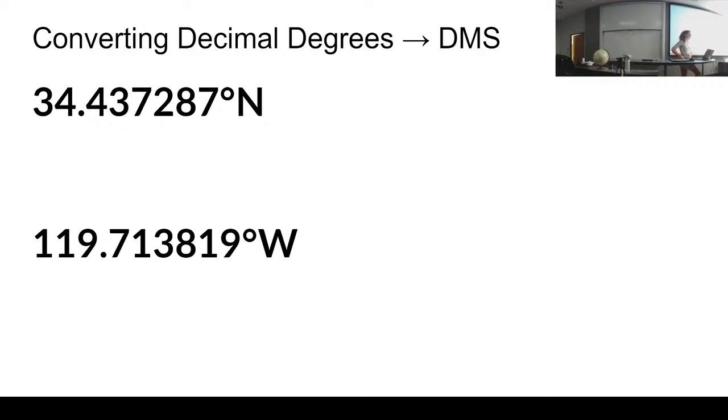So let's do this practice problem. So converting decimal degrees into degrees, minutes, and seconds. So what we're going to do here is take the decimal, and we need to convert it into the minutes and seconds, because we already have the degrees. The degrees here is 34 and 119. We need to turn that decimal into minutes and seconds.